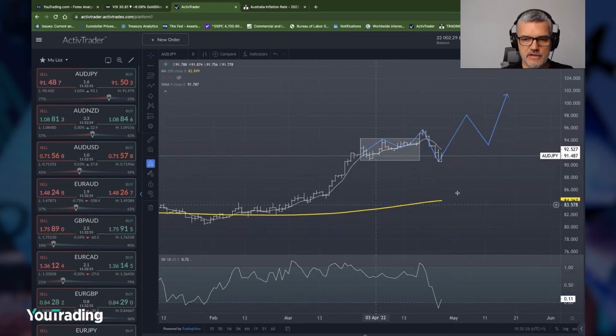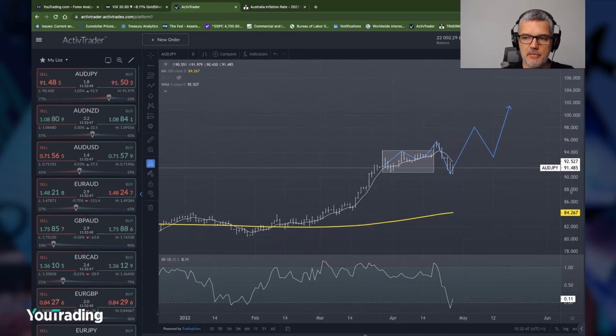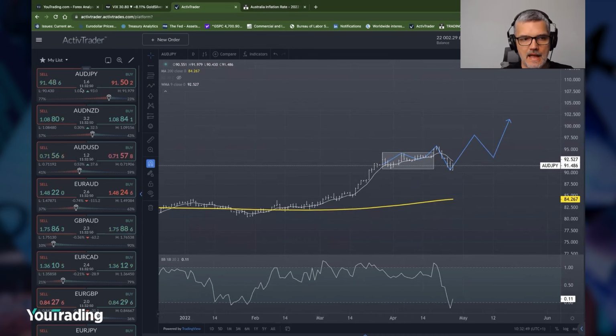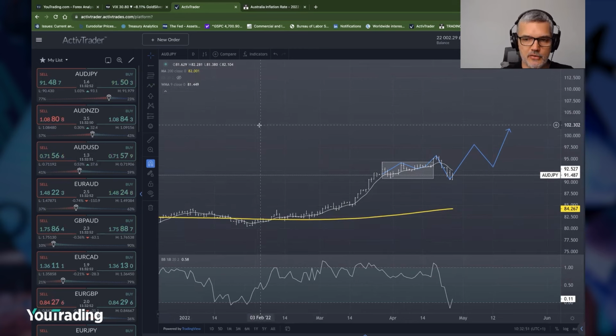signal. The filter is we're looking for trades above the 200 period moving average. And then the actual trigger is when we get a daily close back above the 9 moving average. So we're just waiting for this to set up. But it looks like 77% of these traders on this platform are trying to go short.